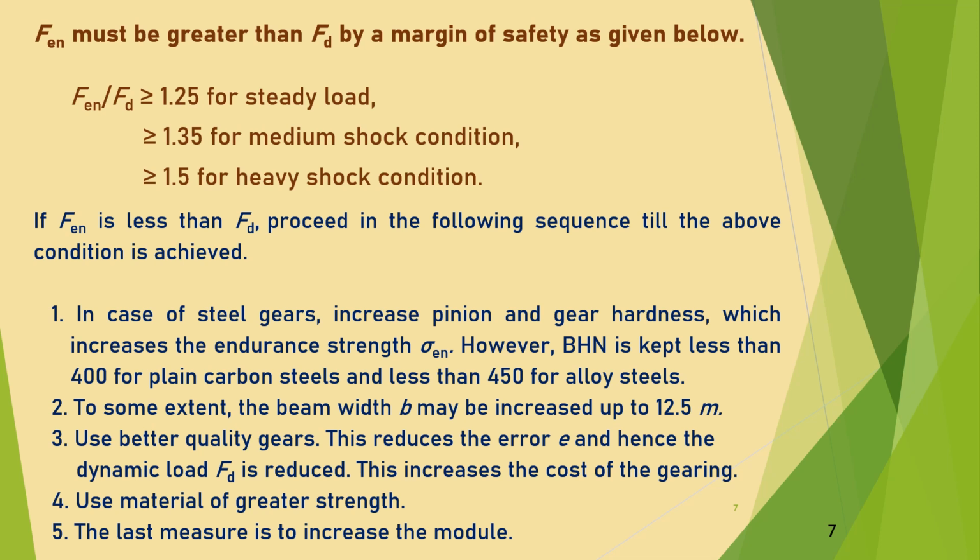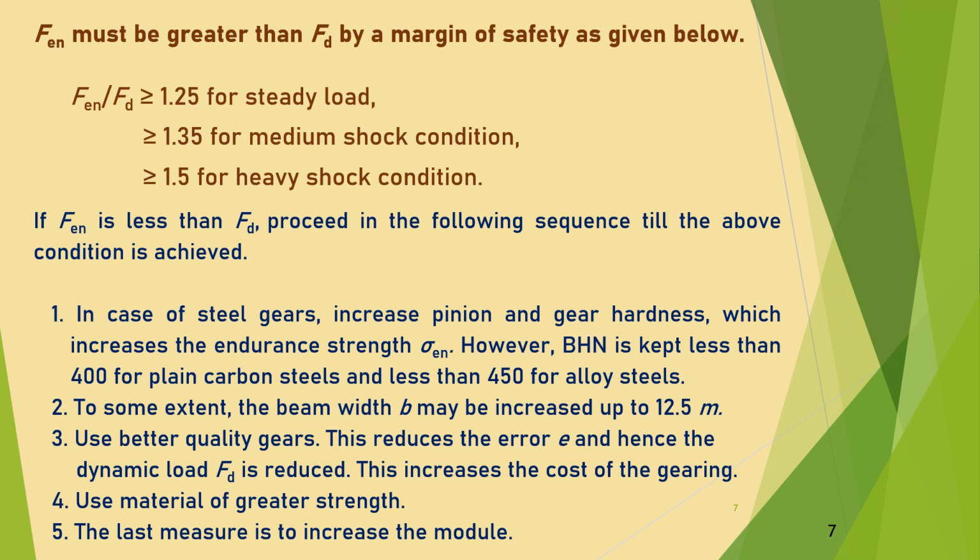The endurance strength of the tooth must be greater than the dynamic load by a margin of safety. We discussed three modes of failure of gear teeth, and it was also mentioned that uprooting of the tooth or fatigue fracture of the tooth is the worst kind of failure and must be avoided. That's why a margin of safety is desired. It is 1.25 for steady load, that is, the fatigue strength is 25% higher than the dynamic load, and it is 1.35 for medium shock condition and 1.5 for heavy shock condition.